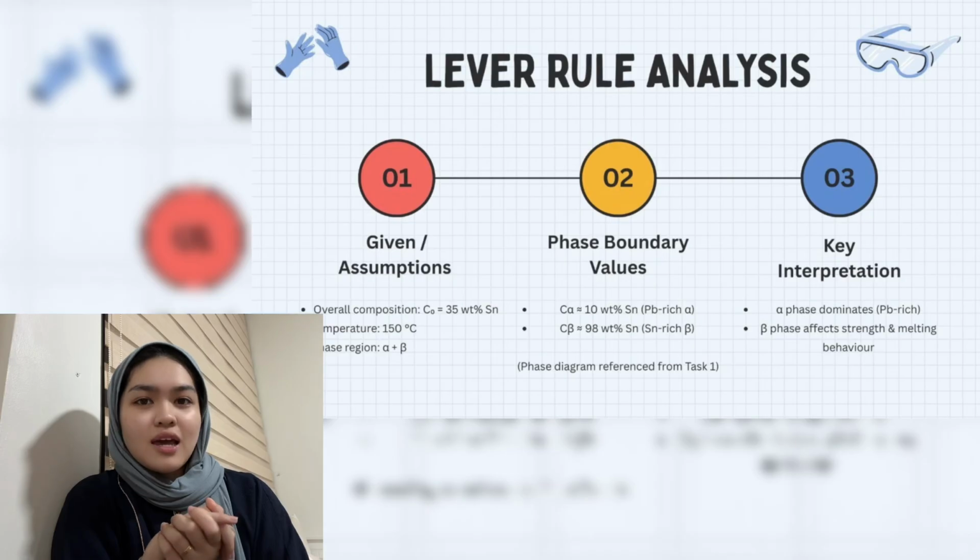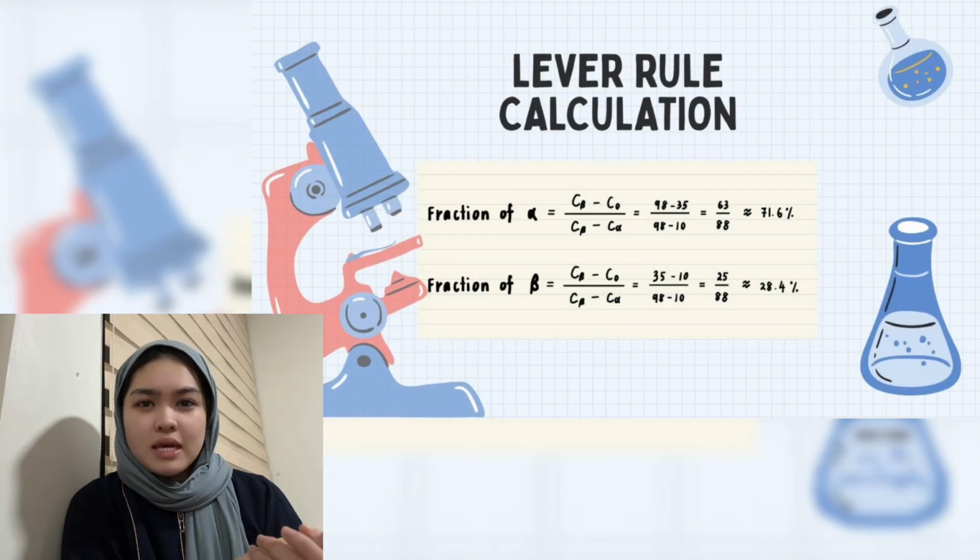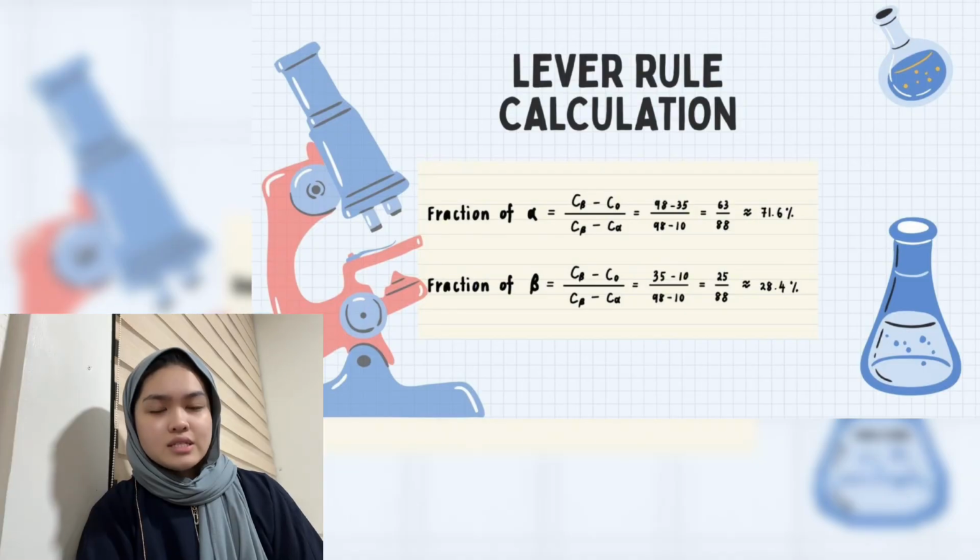At this temperature, the alloy lies in the alpha plus beta region, where the alpha phase is lead-rich and the beta phase is tin-rich. Based on the PBSN phase diagram at 150 degrees Celsius, the composition of the alpha phase is approximately 10 weight percent tin, while the beta phase contains approximately 98 weight percent tin. Using the lever rule, the fraction of the alpha phase is calculated to be approximately 71.6% and the fraction of beta phase is approximately 28.4%.